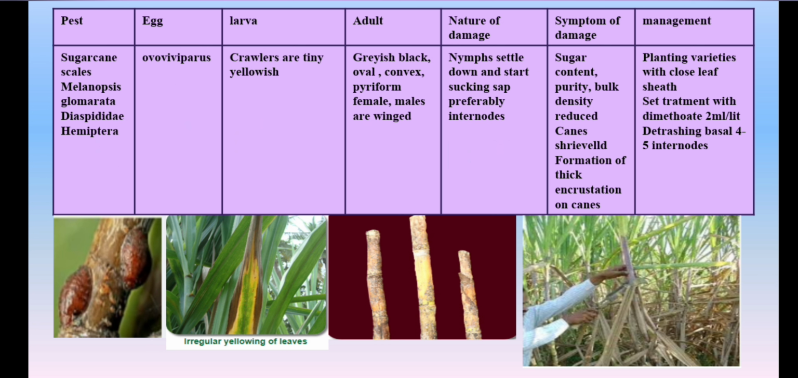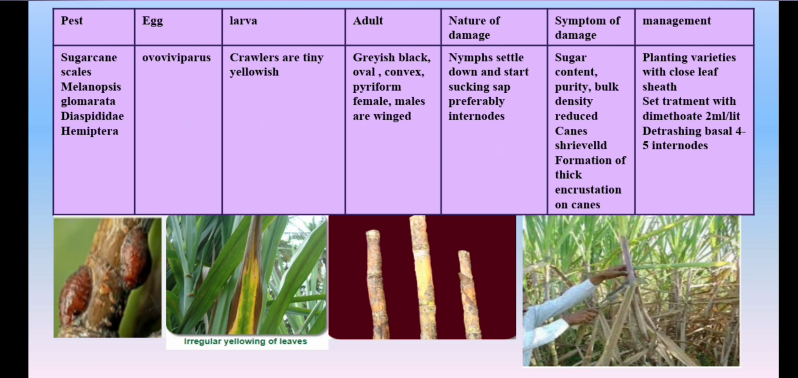Next, sugarcane scales. Melanaspis glomerata, Diaspididae, Hemiptera. So these are scale insects which will damage sugarcane. These scale insects are ovoviviparous. That means the insect will retain its eggs inside the body of the female and the eggs will hatch inside the body itself, and the crawlers will come out of the body.